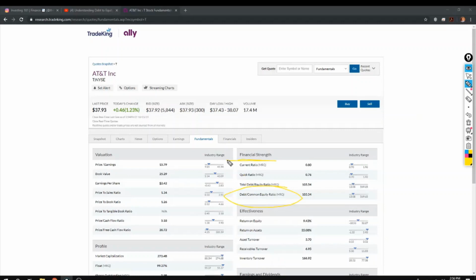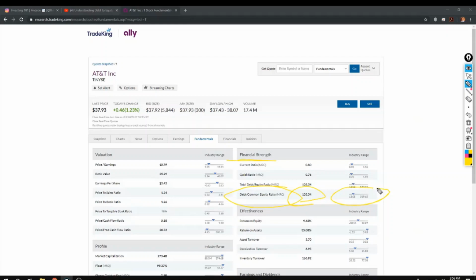So if you can see here, the debt to equity ratio is 105.54. Now you may be saying, well, Austin, the impeccable investor, that is way over the one value that you said. That means they have way more debt than they have equity. Yes, you're so right with that. We don't want a number that high. But that's why I said we must compare it to the industry range.